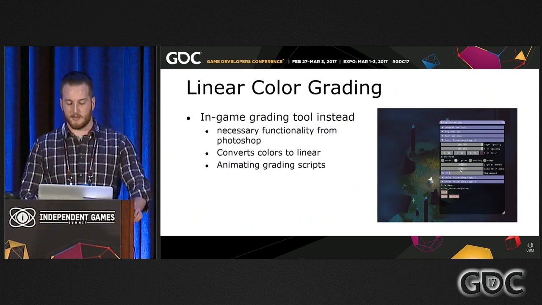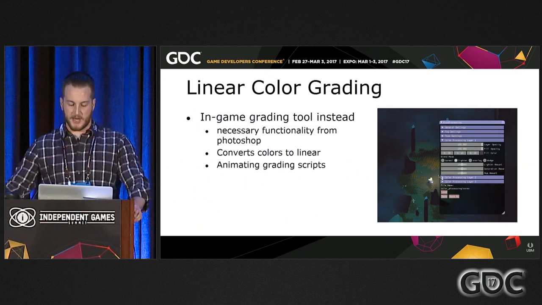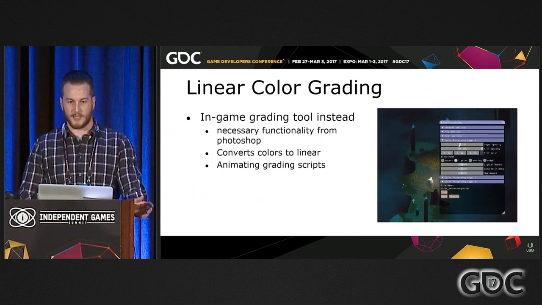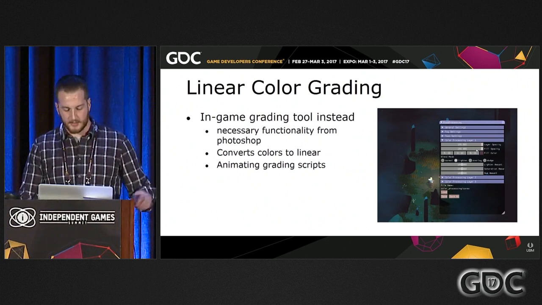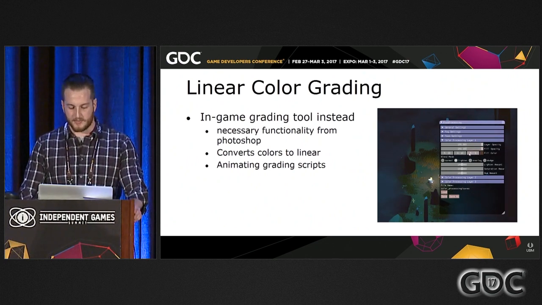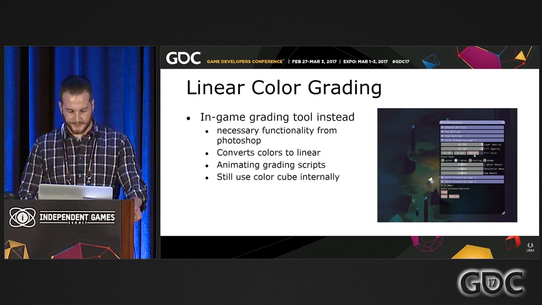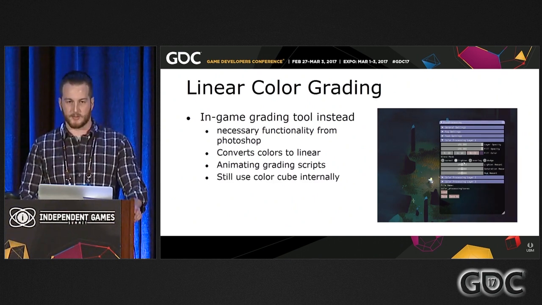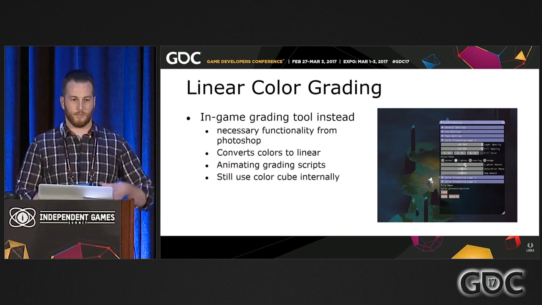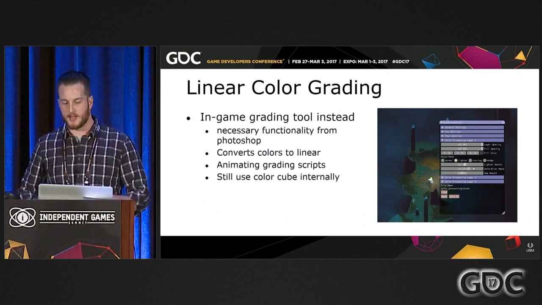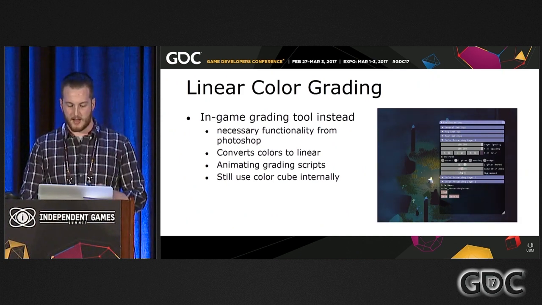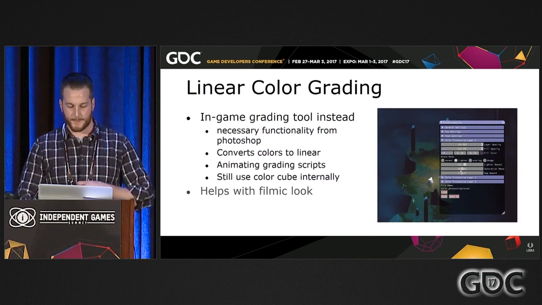On top of that, this allowed us to create animations for interpolating between color grading scripts, which we use in gameplay to express a number of different in-game events. And we're still using the color cube internally. We just create the color cube and generate the transformation based on the color grading values that we have from our in-game editor.